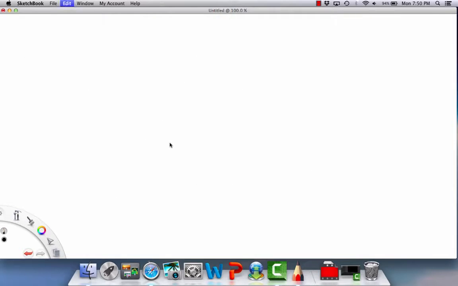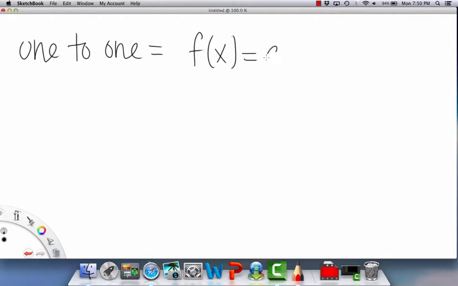All right, moving on. A function has to be one-to-one for it to have an inverse. What one-to-one means is that for every y value that the function produces, there can only be one solution. So one x for every one y.